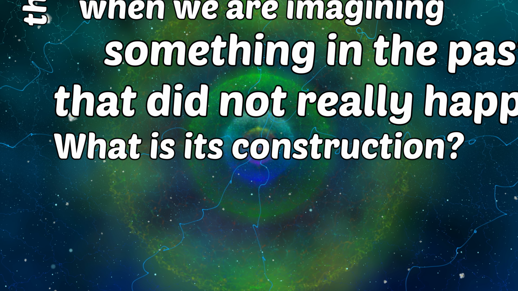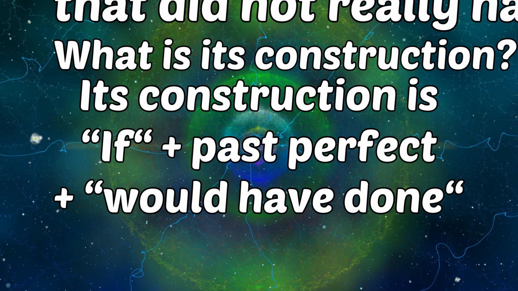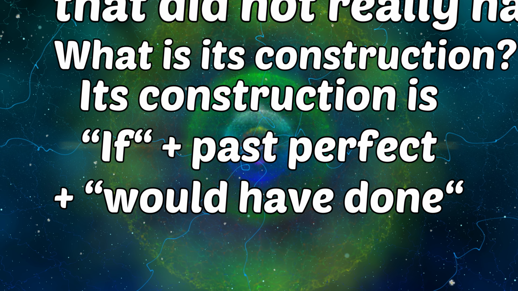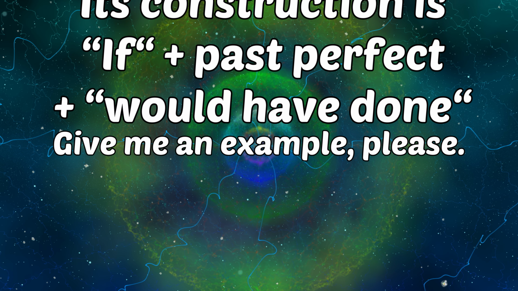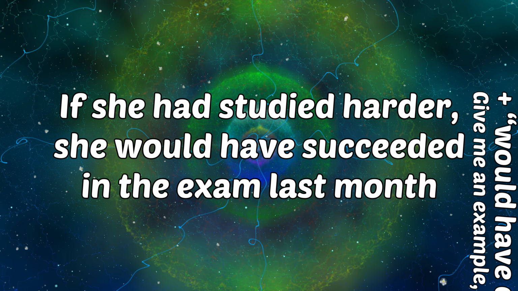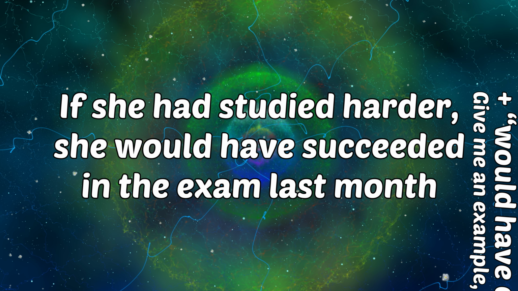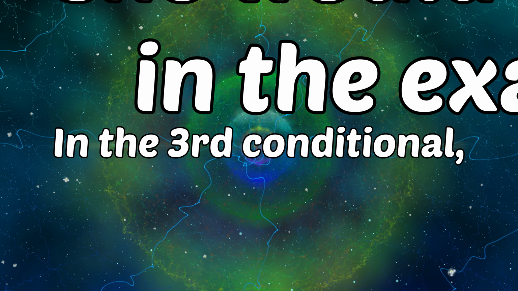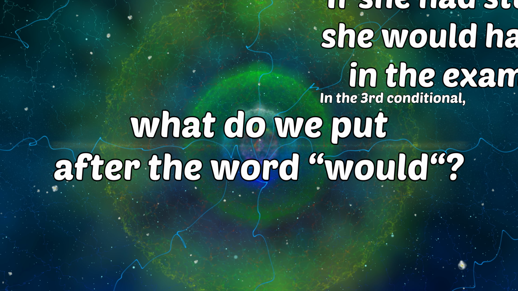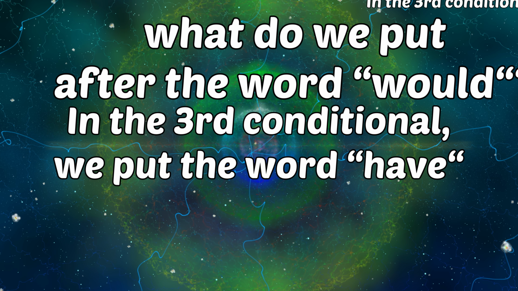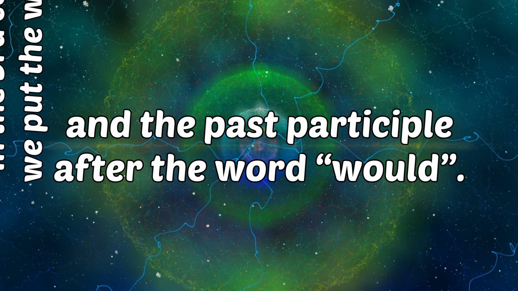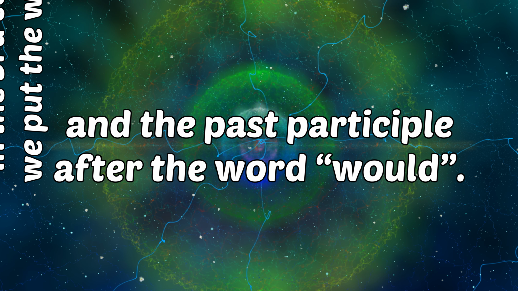What is its construction? Its construction is if plus past perfect plus would have done. Give me an example, please. If she had studied harder, she would have succeeded in the exam last month. In the third conditional, what do we put after the word would?